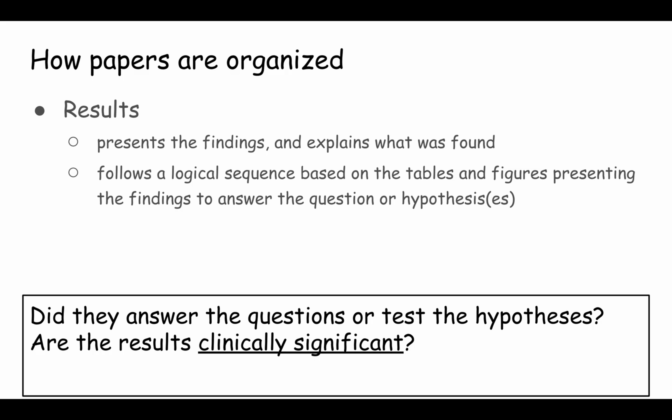The results section, that's where they're going to present the data that they found and test differences between groups if they had different groups. Here you want to look at, did they actually answer the questions or test the hypotheses that they presented in the introduction? You'd be surprised how many papers don't actually answer the research questions that they originally presented in the introduction. The other thing you want to look at is, are these results clinically significant?